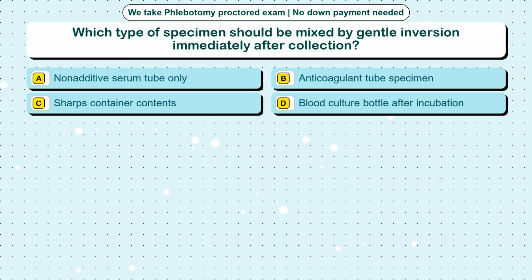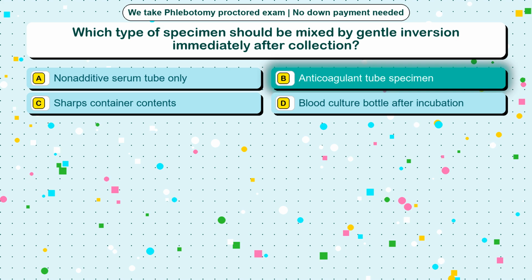Question 25. Which type of specimen should be mixed by gentle inversion immediately after collection? Option A, non-additive serum tube only. Option B, anticoagulant tube specimen. Option C, sharps container contents. Option D, a blood culture bottle after incubation. The correct answer is option B, anticoagulant tube specimen.